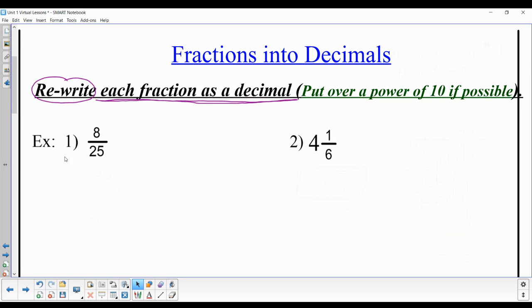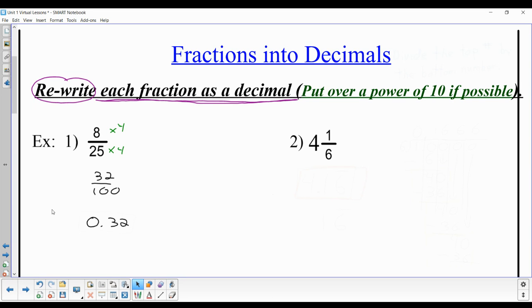So for example, number 1, could we get the denominator, the 25, to be a place value, a 1 for the ones place, or a 10 for the tens place, or 100 for the hundreds place? And we can turn it into 100, like the hundreds place. If you do 25 times 4, you get 100. So you do 8 times 4 and get 32, and your fraction is 32 over 100. This is important because if you know how to say a decimal, this is 32 hundredths. So just write the decimal 32 hundredths.